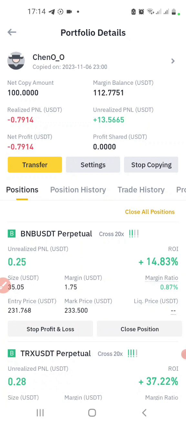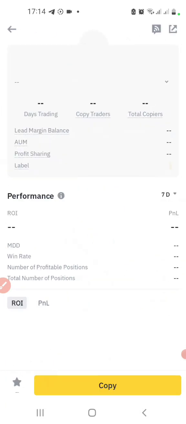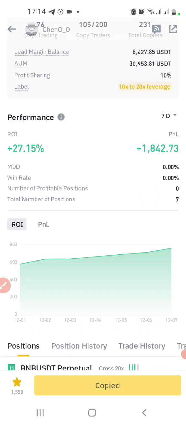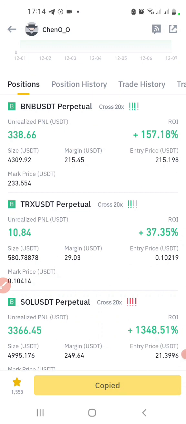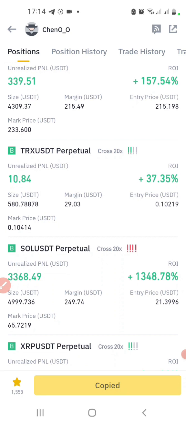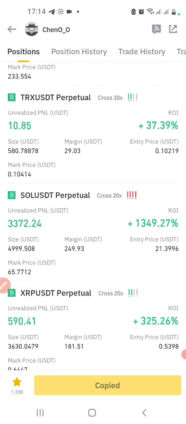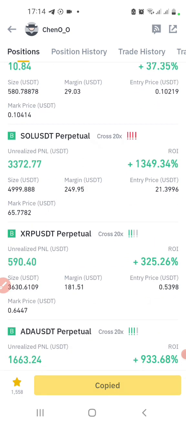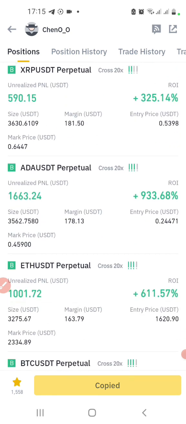Just look at how its trades are performing. See, look at here, BNB 157% with a margin of 215 is 338. Tron 37%, the margin is small here, 29, so 10. Solana, look at this, 1,349%, giving him $3,372 with 249 margin.